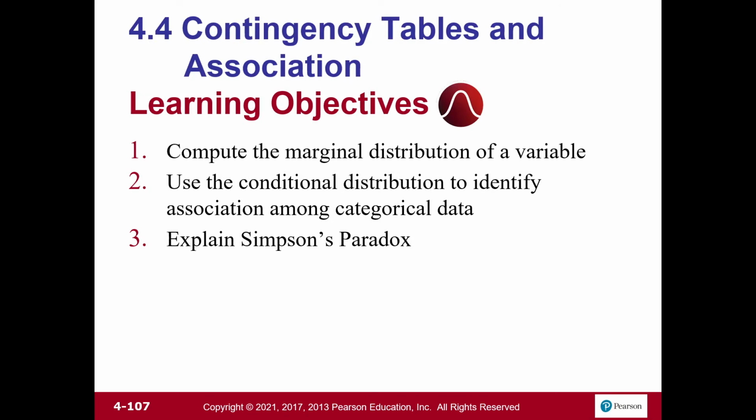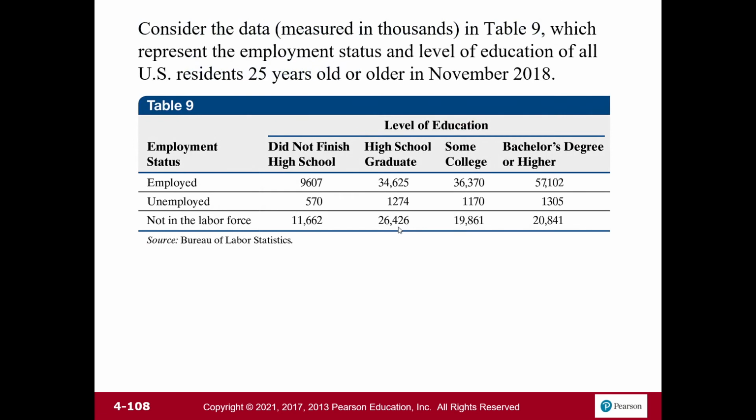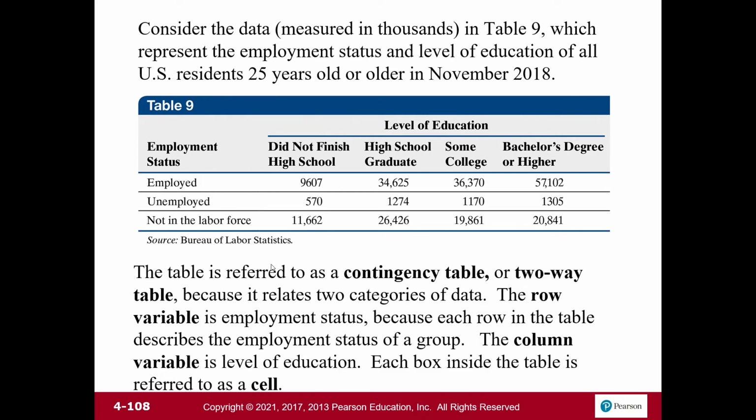Section 4 covers contingency tables and associations, and we have 3 different learning objectives. Let's get started. Consider that the data here represents the employment status and the level of education of U.S. residents 25 years old or older. As you can see, we have employed, unemployed, and not in the labor force. This could be portrayed as a two-way table or a contingency table.